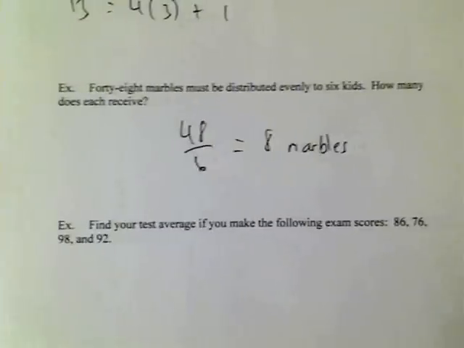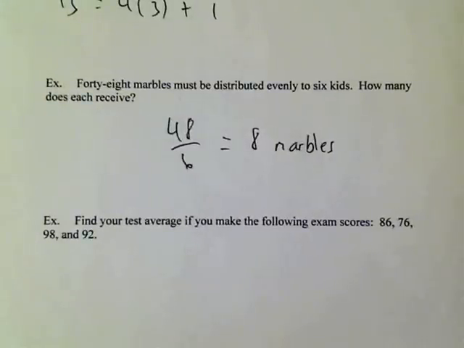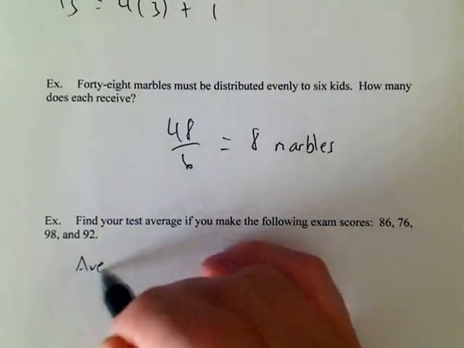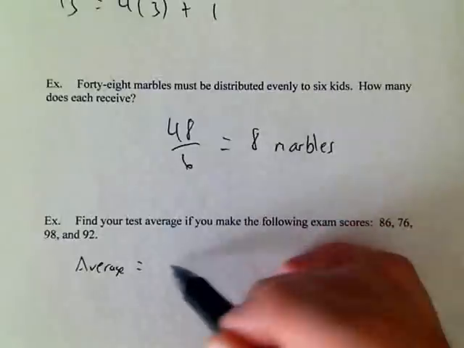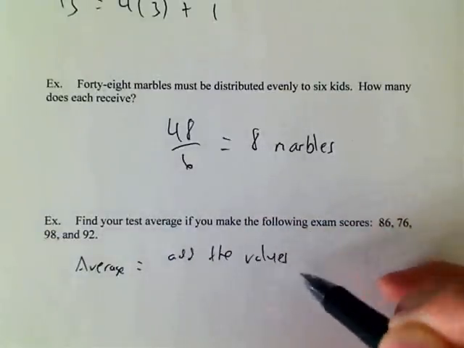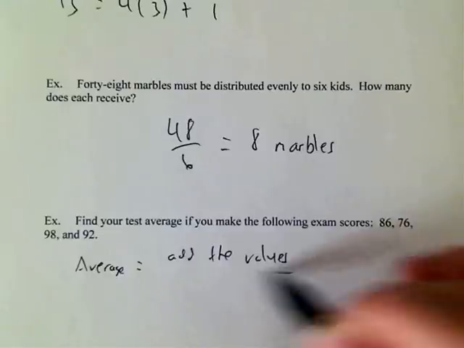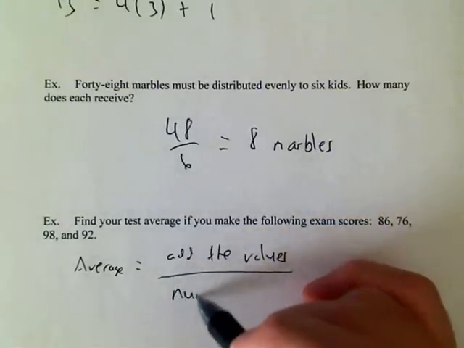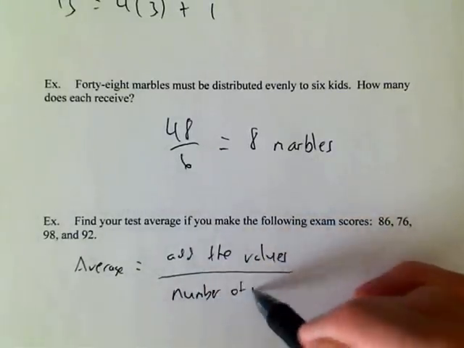Now this next example, you'll see quite often. It's one you need to know, if for no other reason, to find your test average for any class you may take. So to find the average, what average means is you add the values, or in other words, you take the sum of the values and you divide by the number of values that you have.